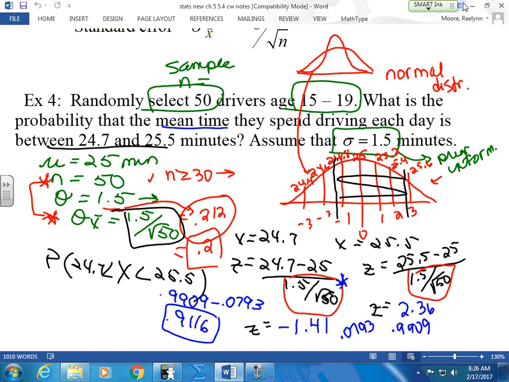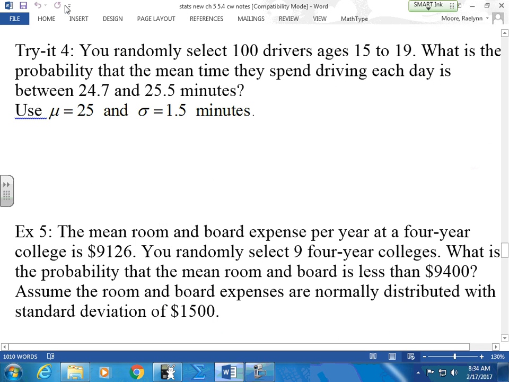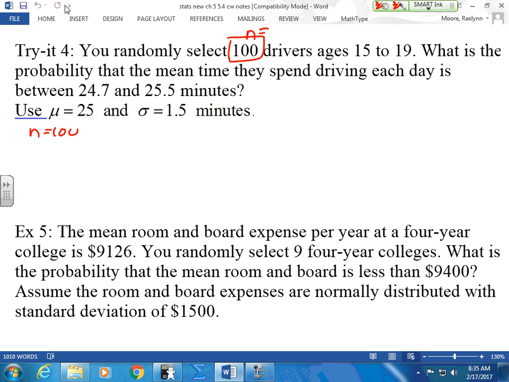I'm going to have you guys work. The only change you should see in this one is the fact that now you have 100 drivers instead. Before we had 50, now we have 100. We're using the same information. We're asking for the same probability statement. Remember, we put x in the middle because this is an x value that they give us. Make sure you can write a probability statement. And the only thing that's going to change is your standard deviation.